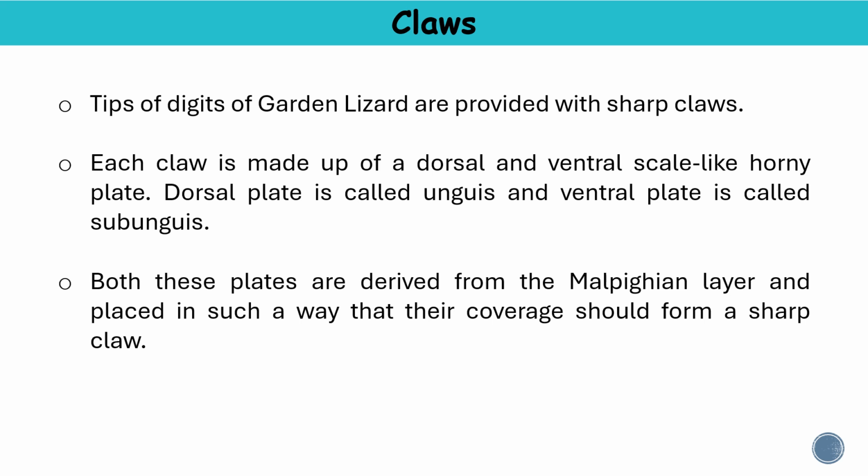Coming to the structure of claws, the tips of the digits of Calotes are provided with sharp claws, on both forelimbs as well as hind limbs. Each claw is made up of a dorsal and a ventral scale-like horny plate. The dorsal plate is called inguis and the ventral plate is called subinguis. Both these plates are derived from the malpighian layer and placed in such a way that their coverage forms a sharp claw-like structure.